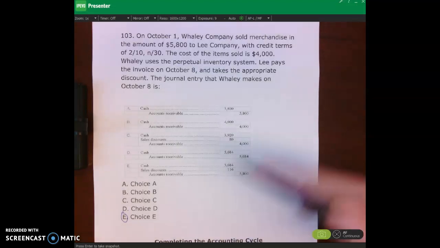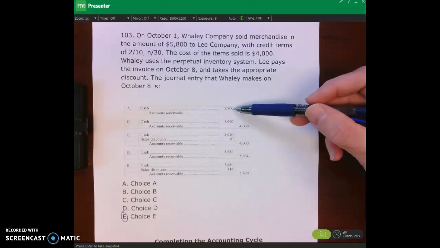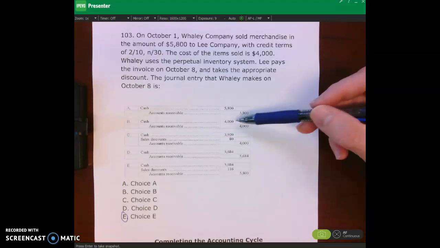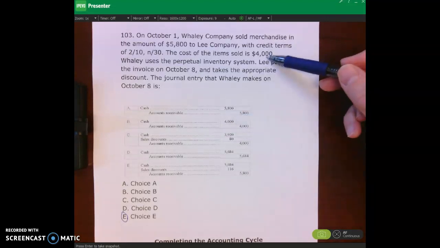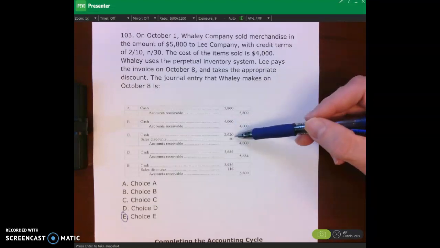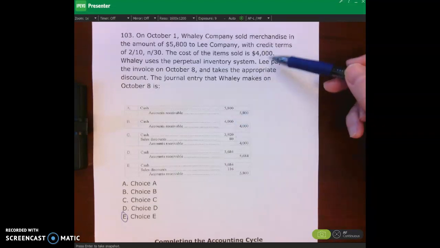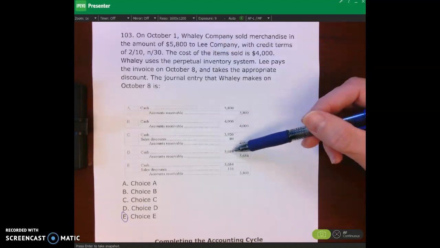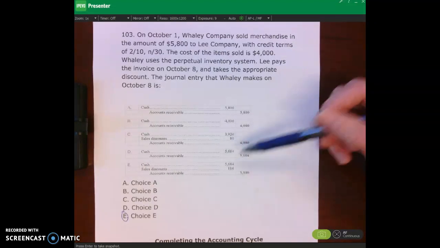Okay, so why is A wrong? Well, that doesn't include a sales discount. Why is B wrong? Well, that doesn't include the discount. It's also for the wrong amount. C is wrong because it's for the cost basis, not what you sold it for. And then D is wrong because it doesn't include a sales discount. E is the right answer.